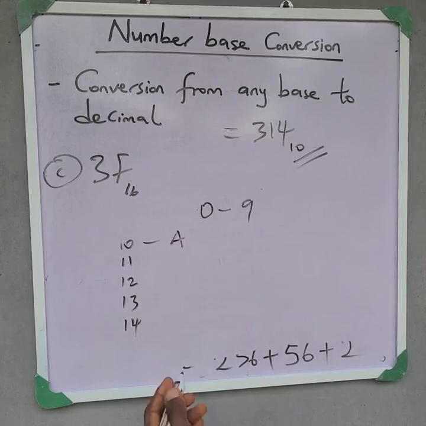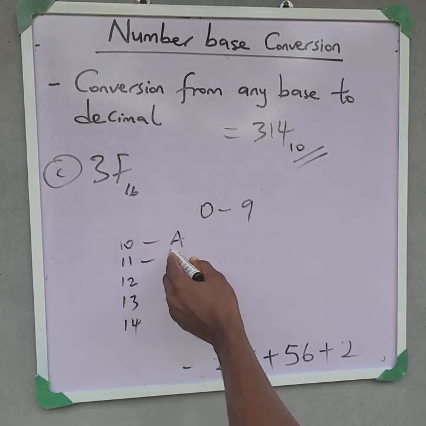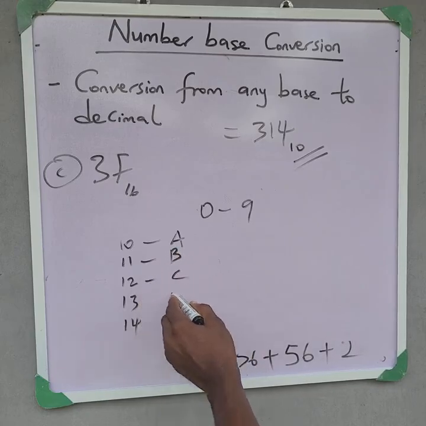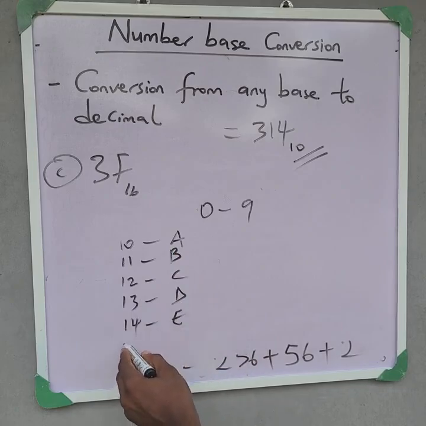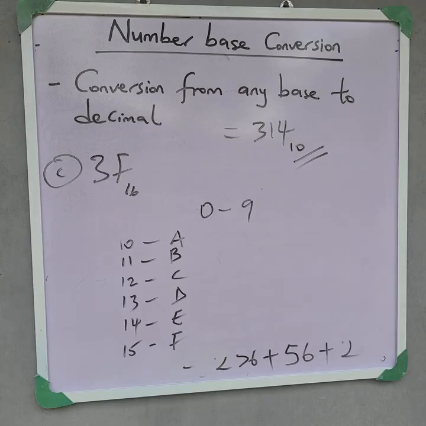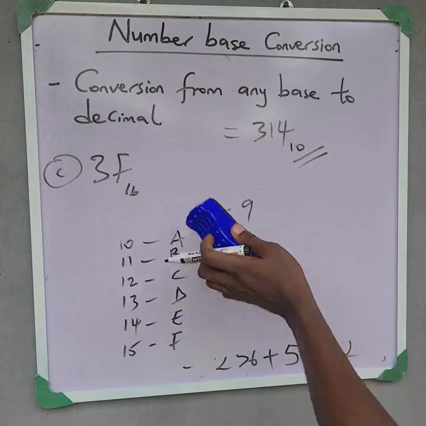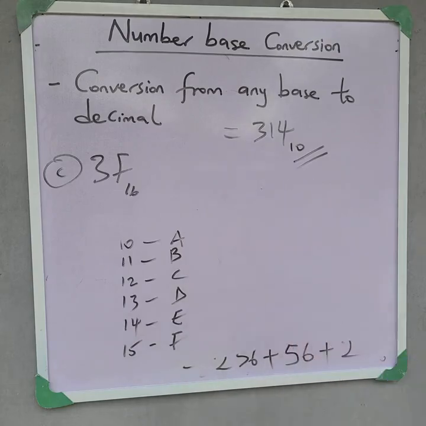All right, so 11 is B, 12 is C, 13 is D, 14 is what? E, then 15 is what? F. All right, 15 is F. So therefore, as you see 15 there, you see F. F represents what? 15.